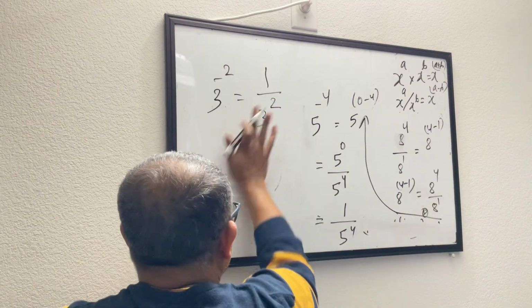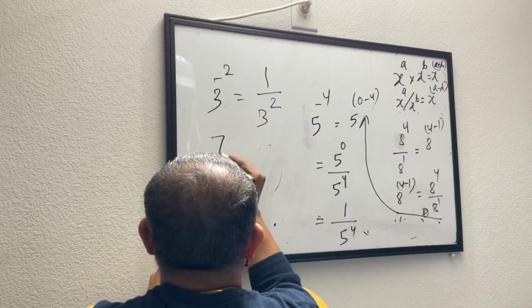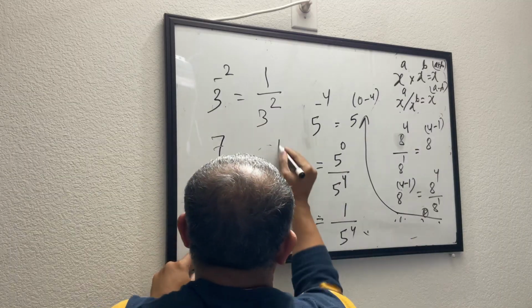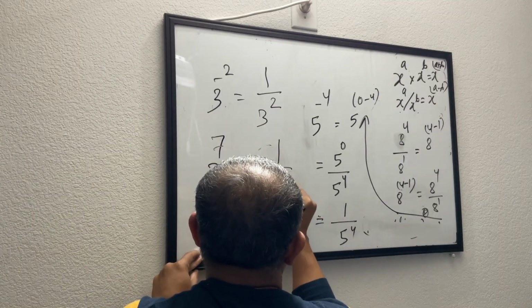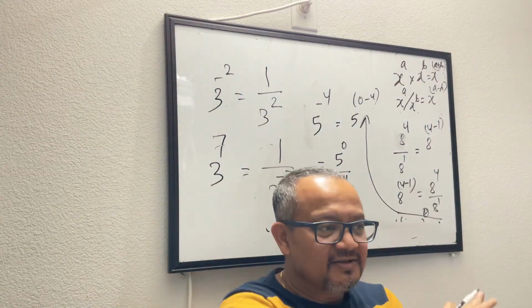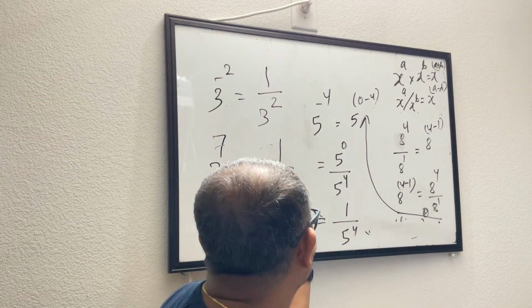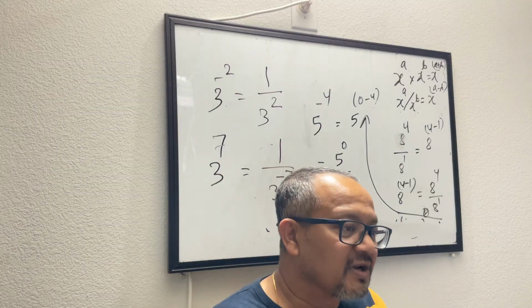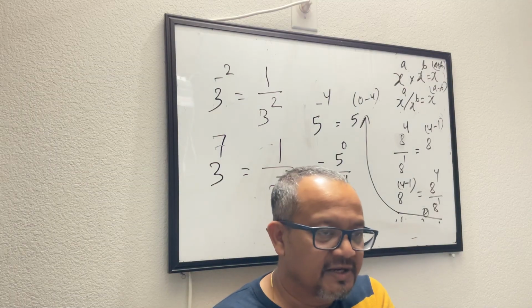If you have something like, let's say here, 3 to the power 7, you can also say this will be same as... When you move it across that equal to sign, the power of the exponent reverses from positive to negative and vice versa.